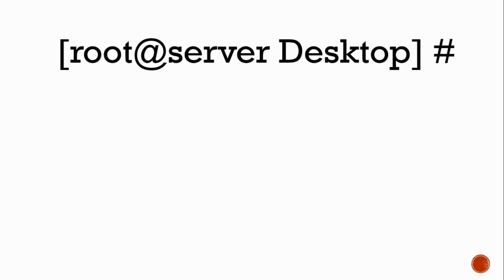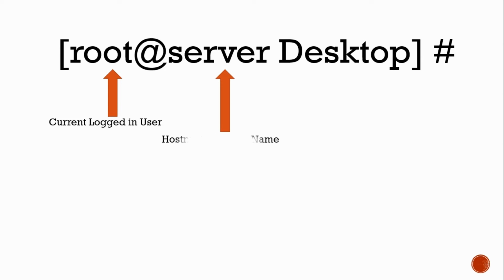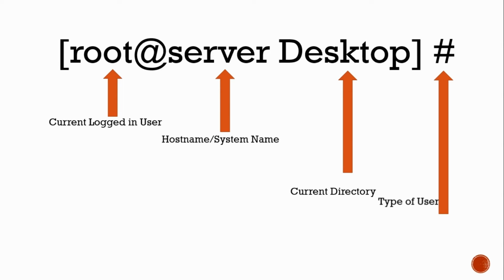Well, let's start. When you open the Linux terminal, you will get this prompt. There are 4 parts: the root user, that's why it is showing root here. The next one is the host or the system name. Here the system name is server, that's why it's showing server. The next part is desktop, the present working directory. And the next is the type of user. The hash indicates the type of user.